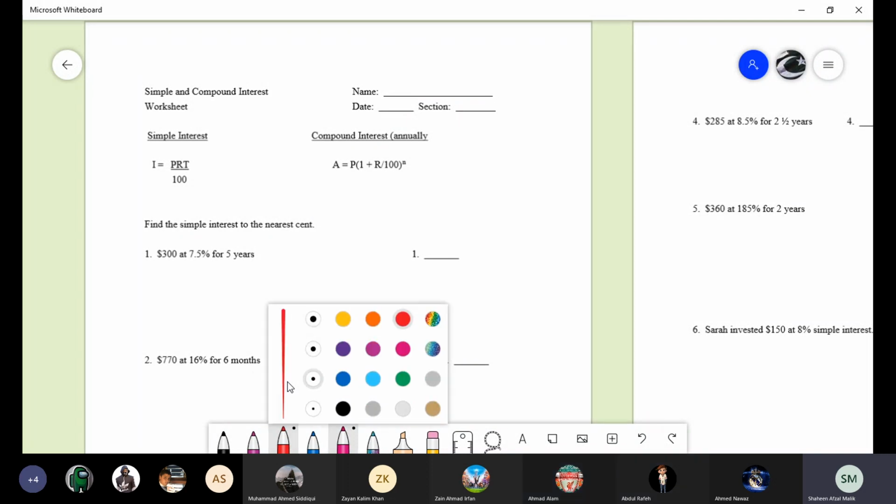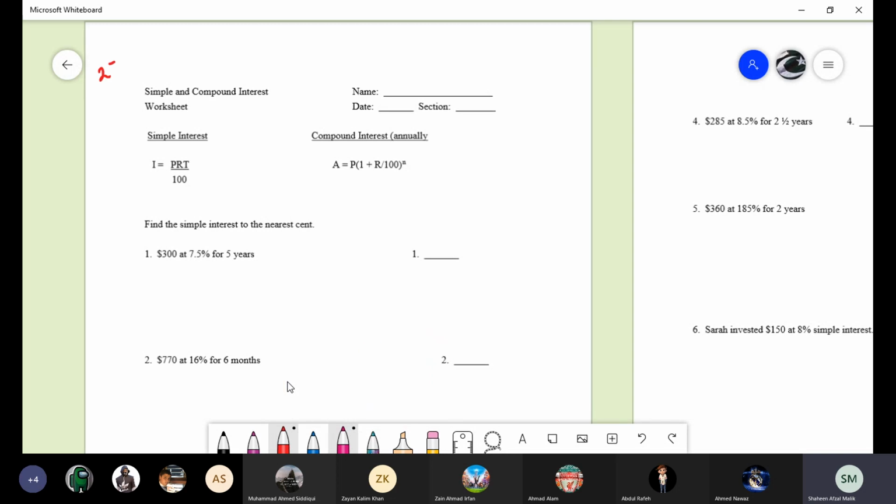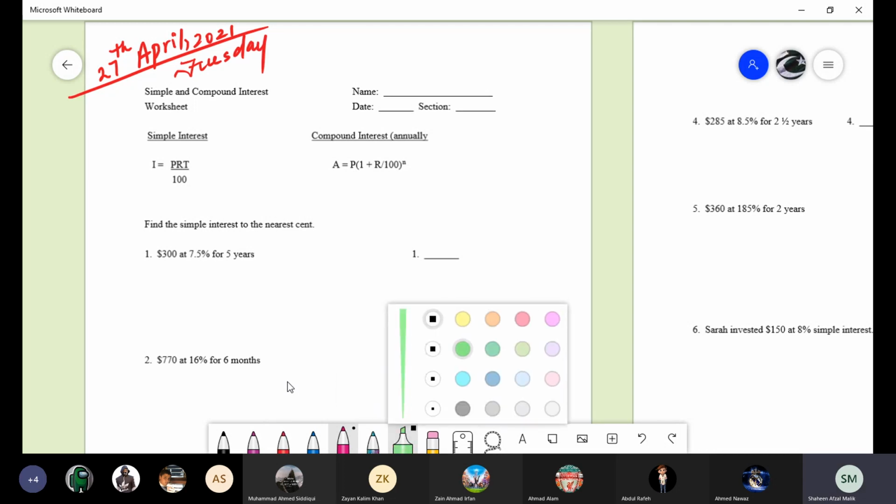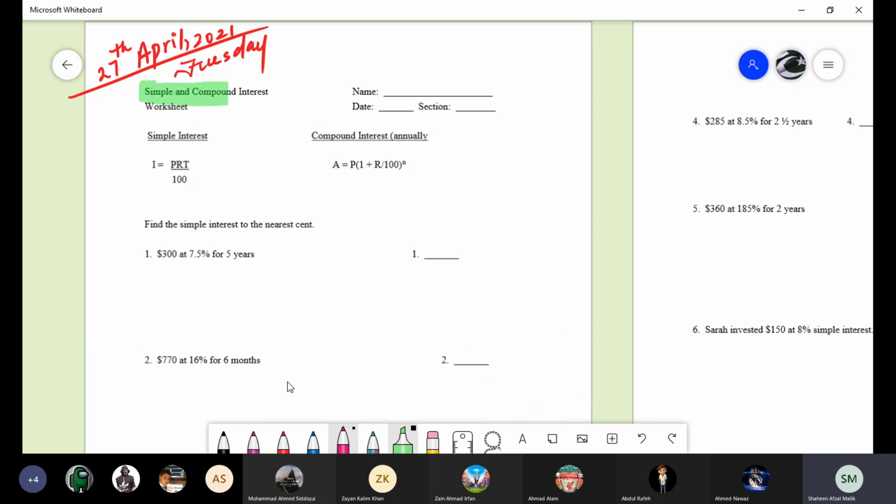So let's start with today's date. Today's date is 27th of April 2021. The day is Tuesday. This is the worksheet of simple and compound interest. The topic for the worksheet is simple and compound interest. That is your book exercise number 5C.